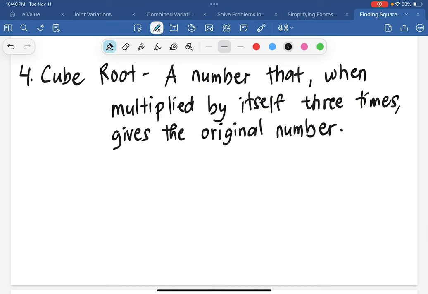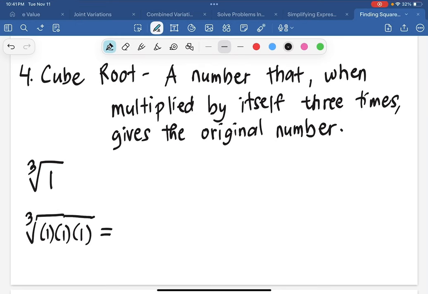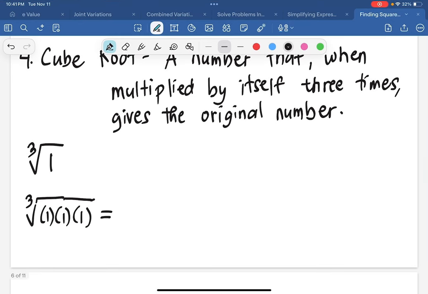Now let's have our last key term in definition, which is the cube root. This is a number that, when multiplied by itself 3 times, gives the original number. By the way, this is the symbol for a cube root. This time it has a visible number, which is 3, unlike with square root. If we have an example, a perfect cube, which is 1, we break this down into 1 times 1 times 1. Since we have broken this down into 1, 1, 1, that means the answer is 1.